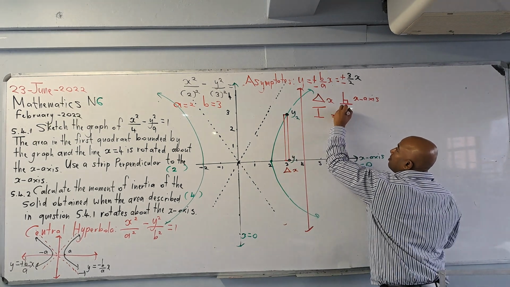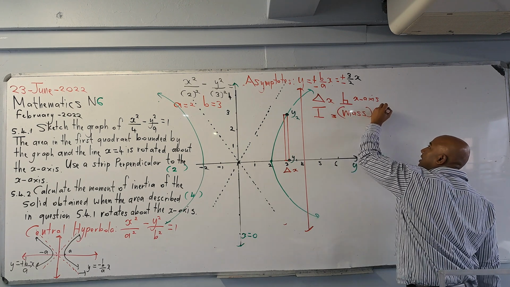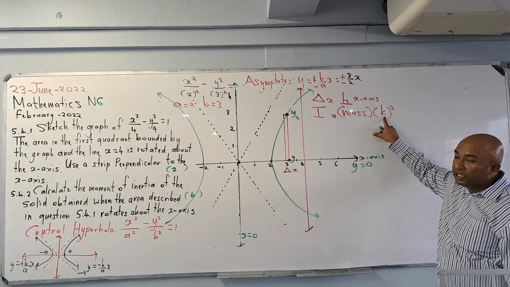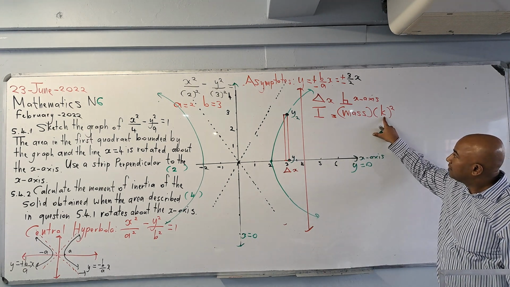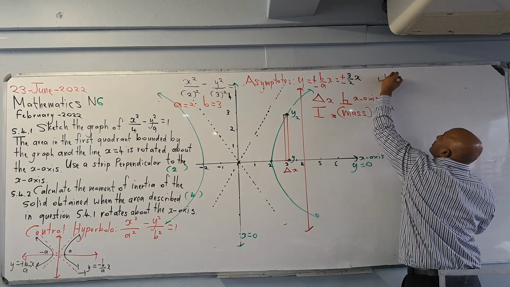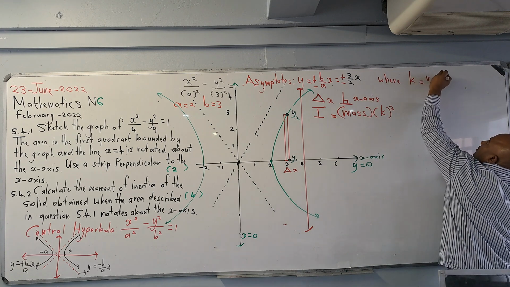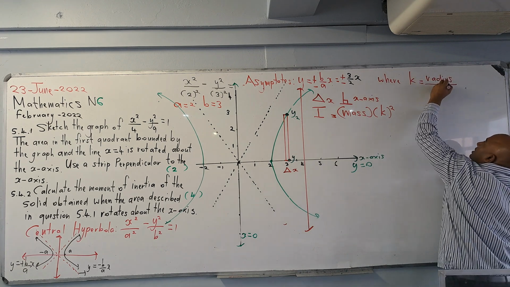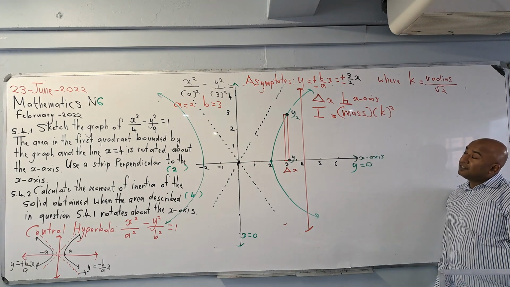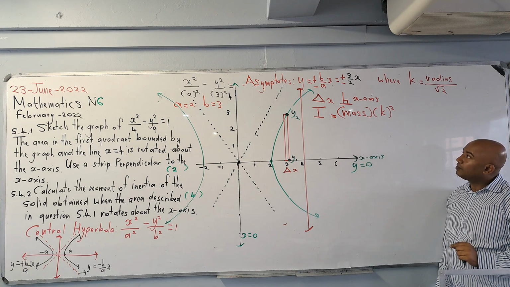Right, so now it's going to be mass times k squared. So mass times k squared. So now where k is equal to the radius divided by square root 2. This is called radius of gyration. Right, k is always the radius divided by square root 2.